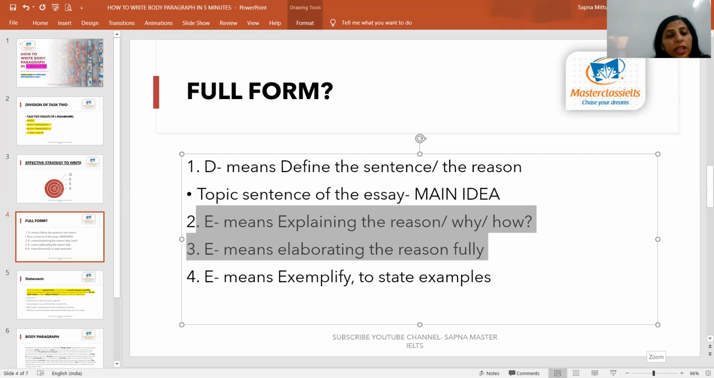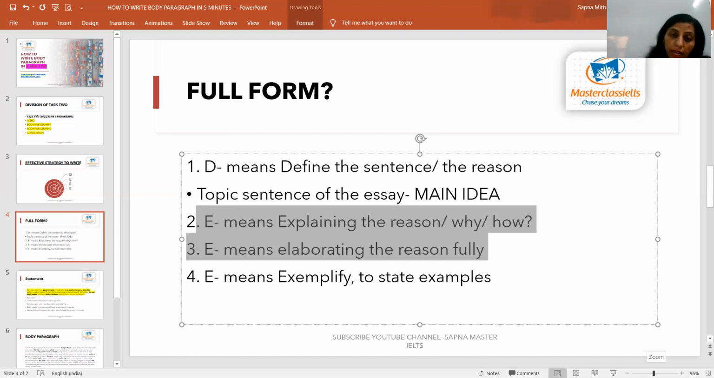The last E will be to exemplify, which means to give an example, to state the examples related to the main idea with the reason which I've already mentioned in the first sentence. So the whole paragraph is connected to each other, and the examiner will be impressed to see that each and everything is coherent, cohesive, and logically connected.